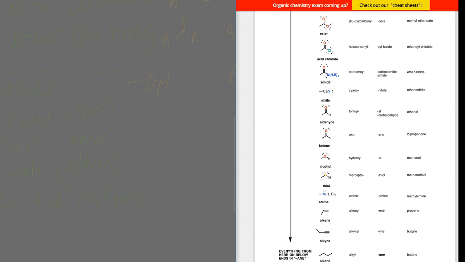Okay. They're all basically the SH. Replace oxygen with sulfur. Okay. And this one would be, okay, here's thiol. I wonder why. Mercapto. Nope. Okay, mercapto.